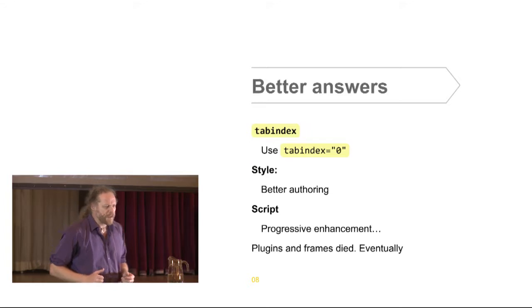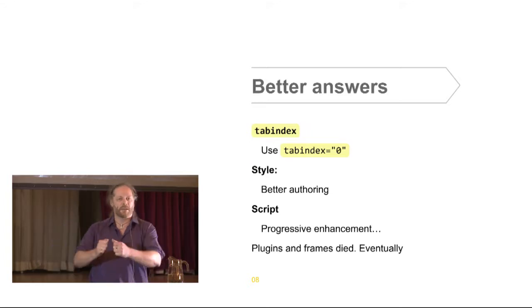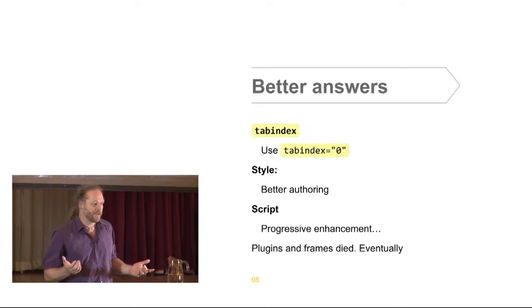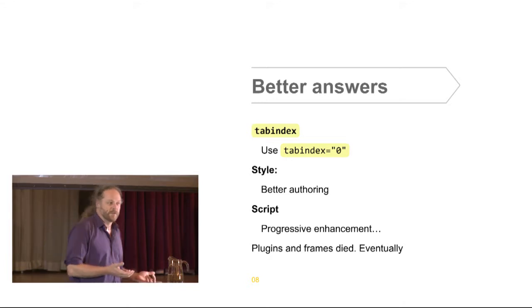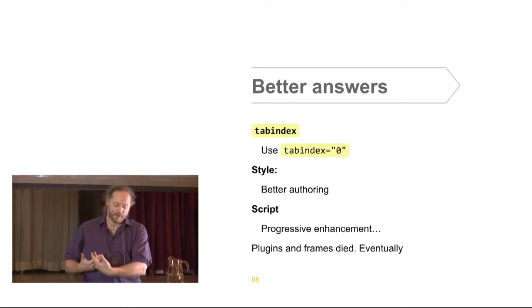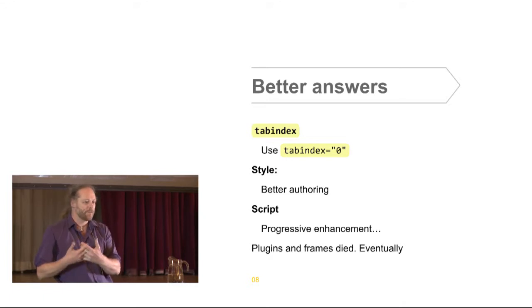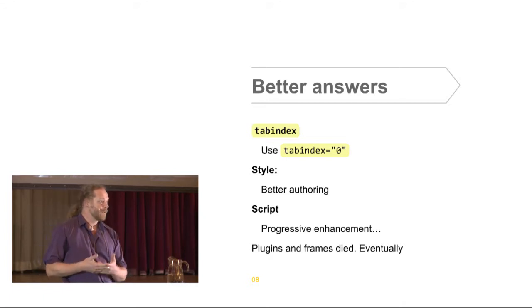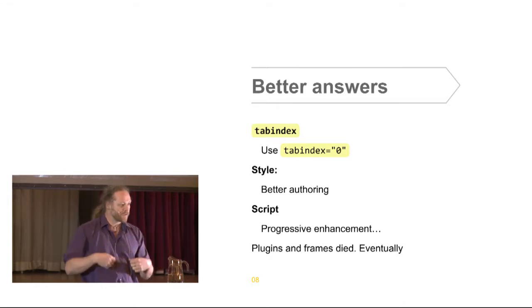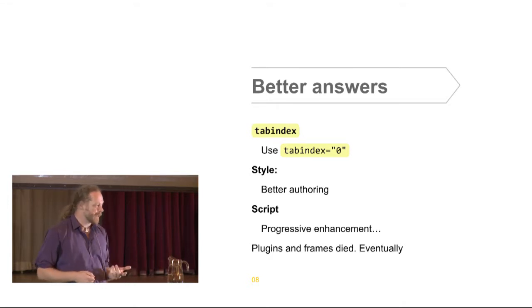So some stuff got better. We got tab index equals 0. Originally, you couldn't have tab index equals -1. You could have tab index equals 0, but it wasn't the way to do it. When you do that, you can just make things interact. Keyboard accessible.